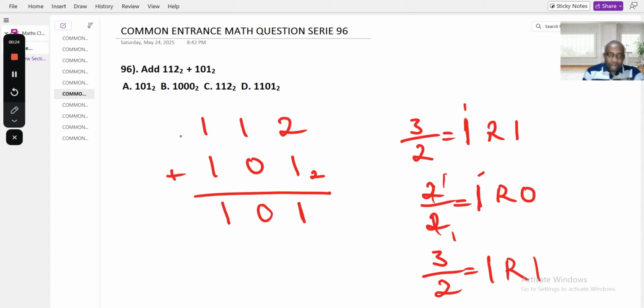What is here? Nothing here again. The one that we keep here, we now put it down here. Our final answer will now be 1101. 1101 in base 2. Our answer is D. Let's move to the next question.